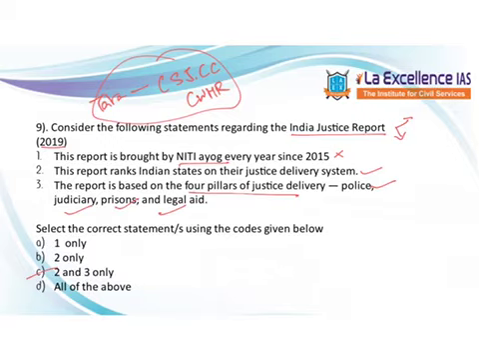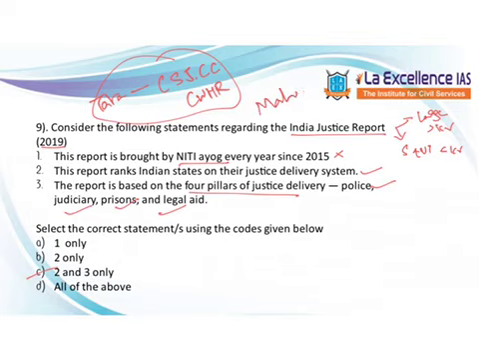So remember, when the India Justice Report 2019 was released, the states were categorized into 2 categories. One is large and medium states, that is, states with a population above 1 crore, and the other is small states and union territories with a population less than 1 crore. In the India Justice Report, Maharashtra has emerged as the overall topper among the large and medium states.